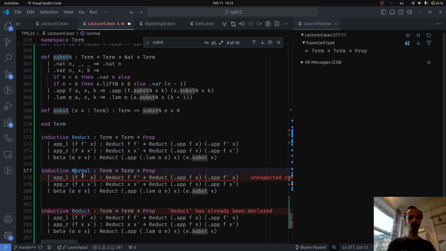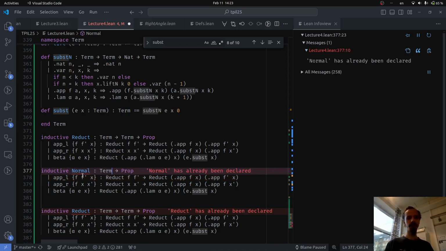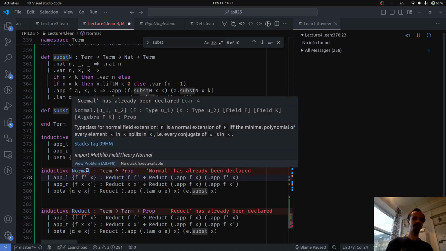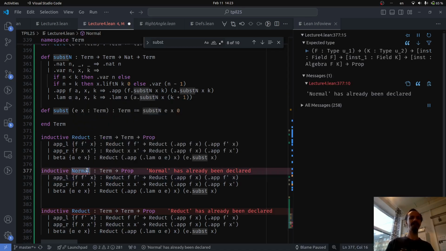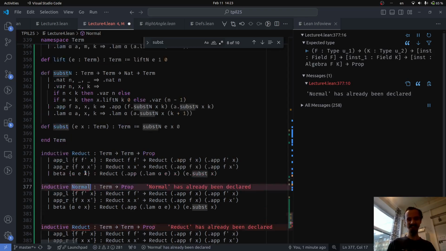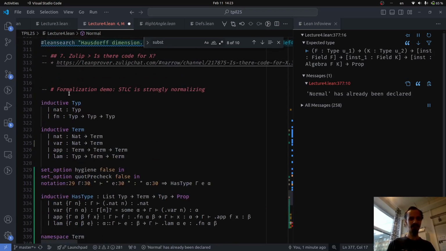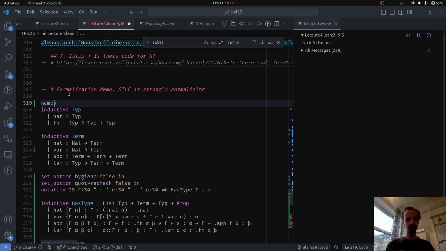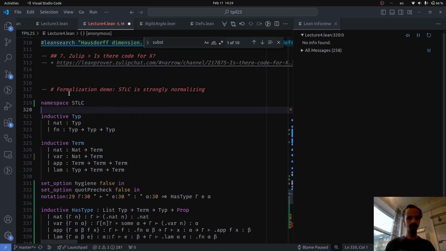So what's a normal form? This will be a not a normal field extension. Let's put everything here in a namespace.